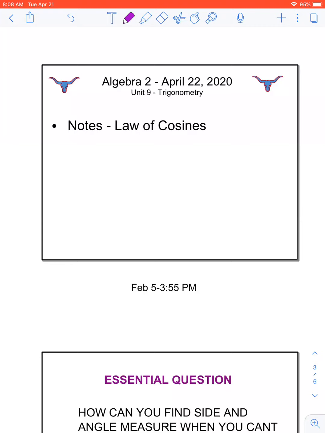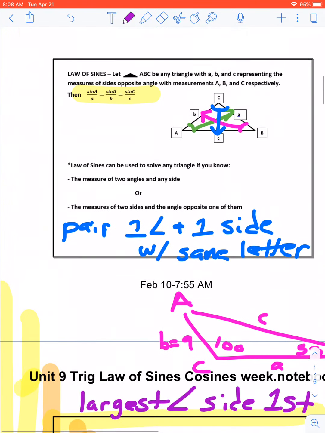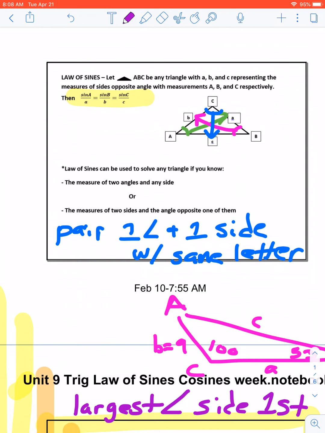So the last couple days what we've been talking about is law of sines. In order to use law of sines, you have to have a pair, an angle and side length that have the same letter. And just to recall, let's go back up here to our notes and look at law of sines. You can use law of sines on any non-right triangle. Law of sines is sine of angle A over A equals sine of angle B over B equals sine of angle C over C. But again, right here it says you need to have a pair, one angle and one side with the same letter, in order to use law of sines.